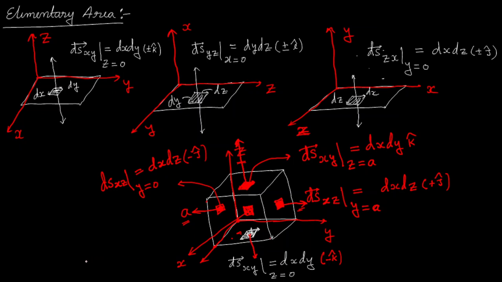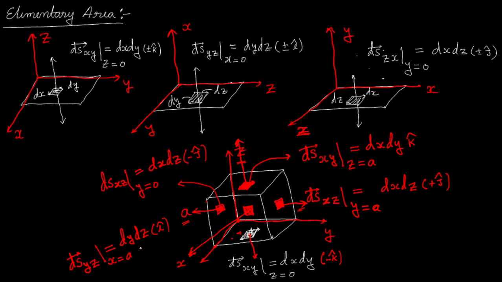And if we want to write this vector, how can we write? We can write ds vector, and in this case x will be constant, so it will be yz plane, so ds yz. And then for the front surface, x will be a, so x equals a, dy dz, and this will be parallel to the i cap, so it will be i cap direction.